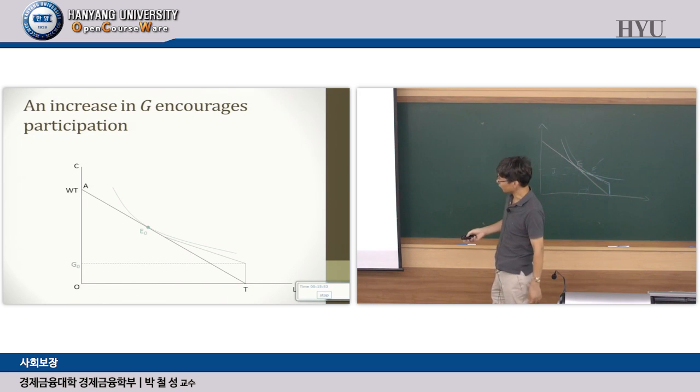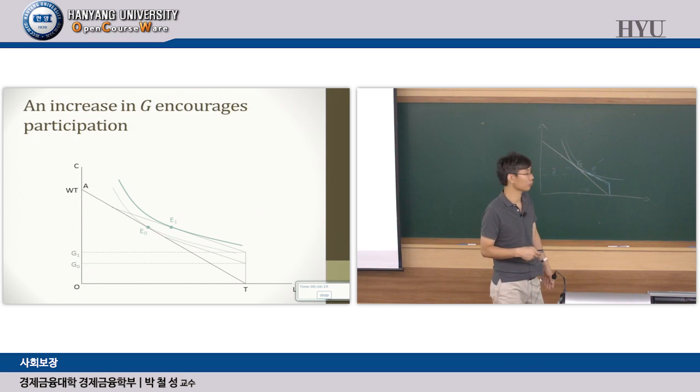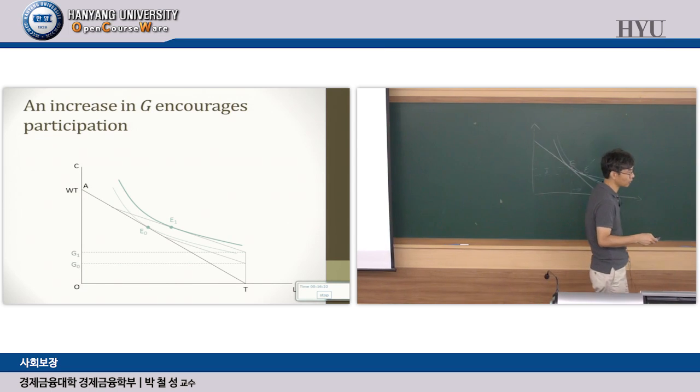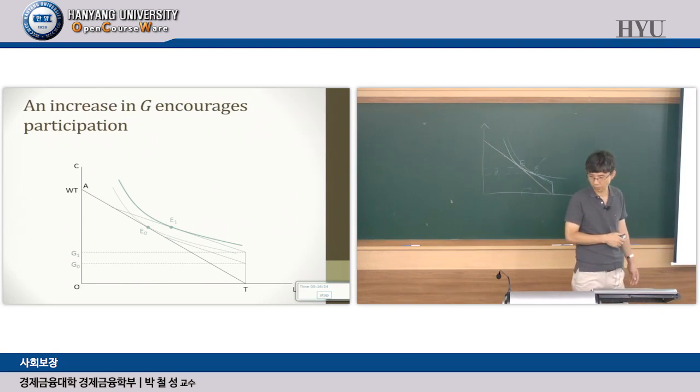That's pretty simple. If we increase G here, in this particular case, this individual is not participating in the current program. But if we increase G from G0 to G1, this program becomes more generous, and then obviously this individual is now willing to participate. Intuitively it should be obvious: if the welfare program is more generous, more individuals want to be in the program.